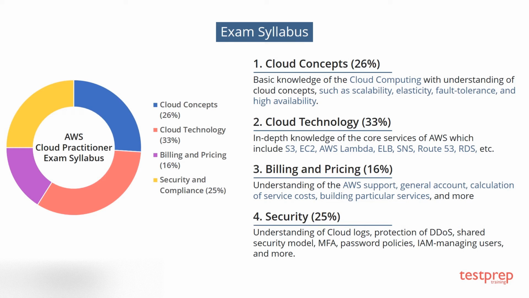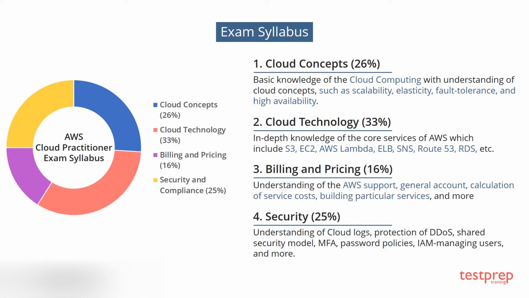3. Billing and pricing. 16% of the exam content is filled with questions on billing and pricing. The exam focuses on AWS business applications, which is why it is extremely important for you to be familiar with this module. To clear this certification exam, you must have an understanding of AWS support, general account, calculation of service costs, billing for particular services, and more as well.